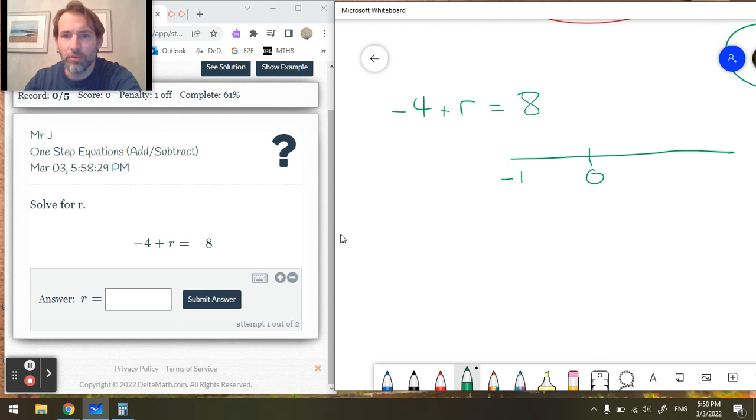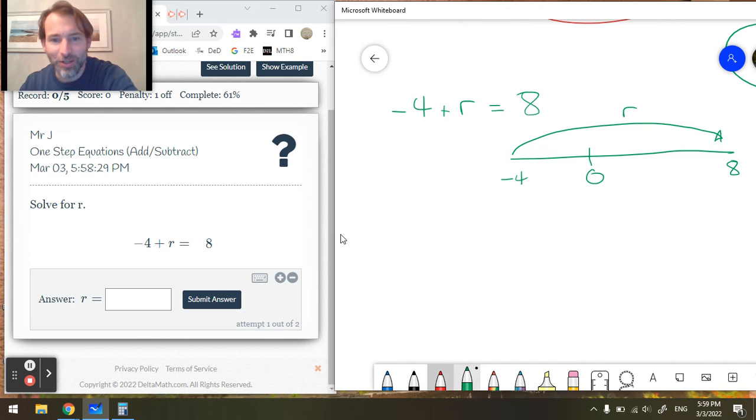This is -4. That's where we're going to start. Plus r gets me to 8. This is r, okay? If I start at -4 and I add r, I end up at 8. Well, it's 12, okay? So how do I do that with inverse operations?